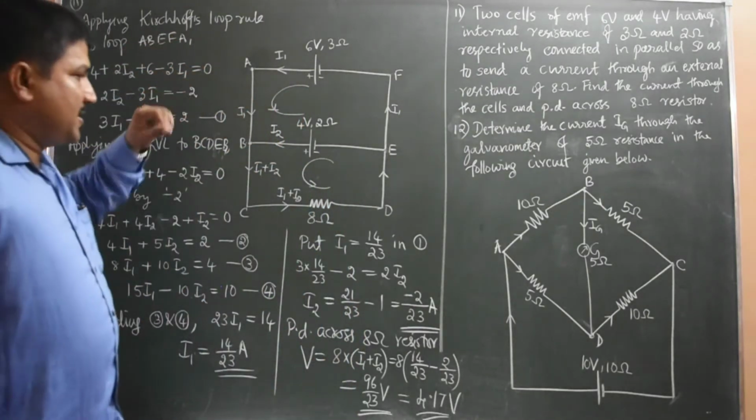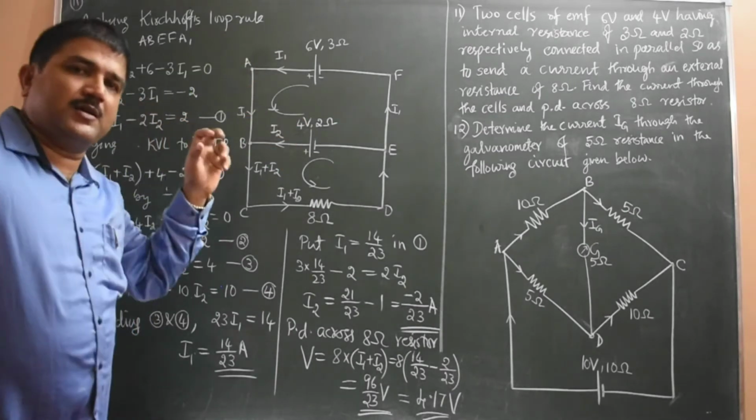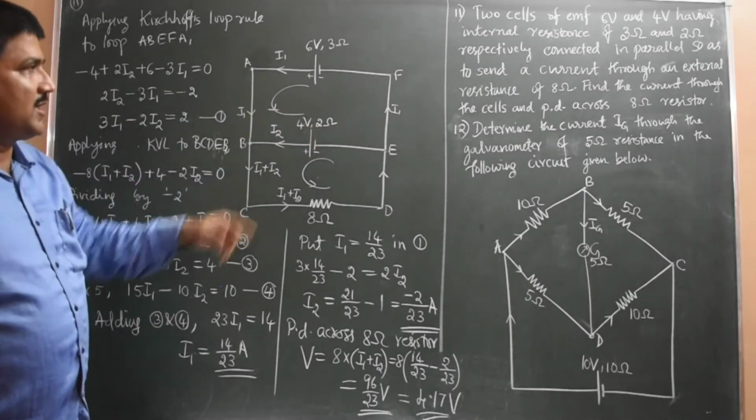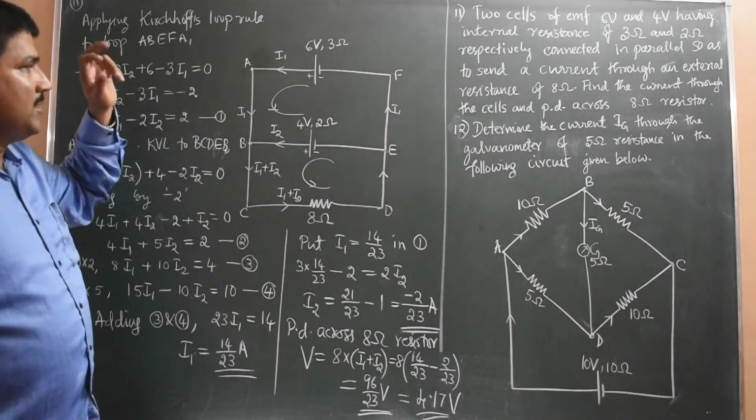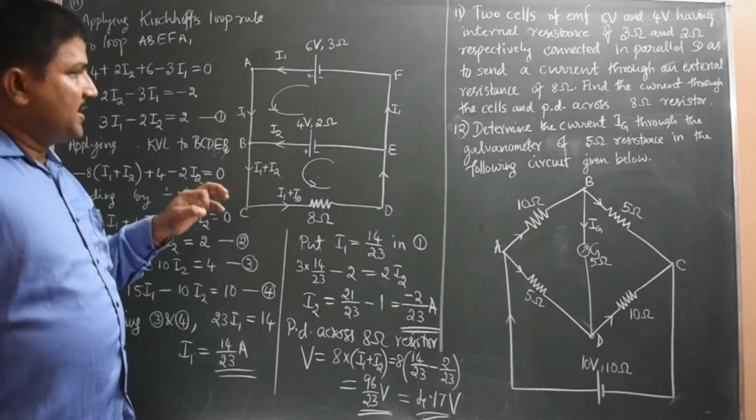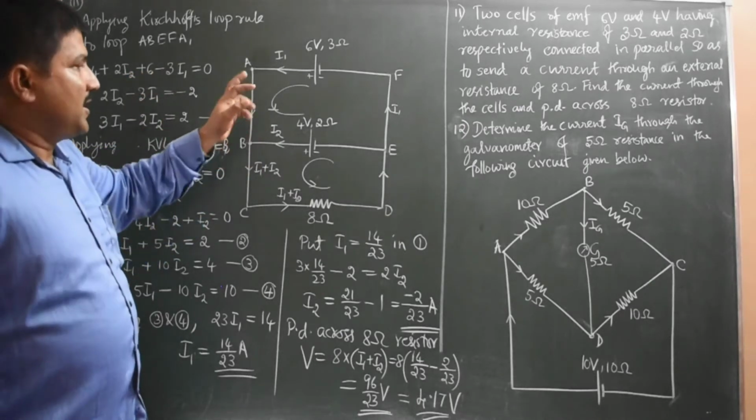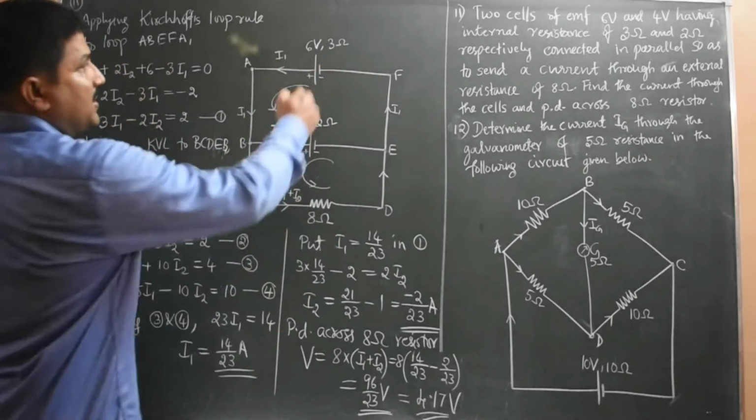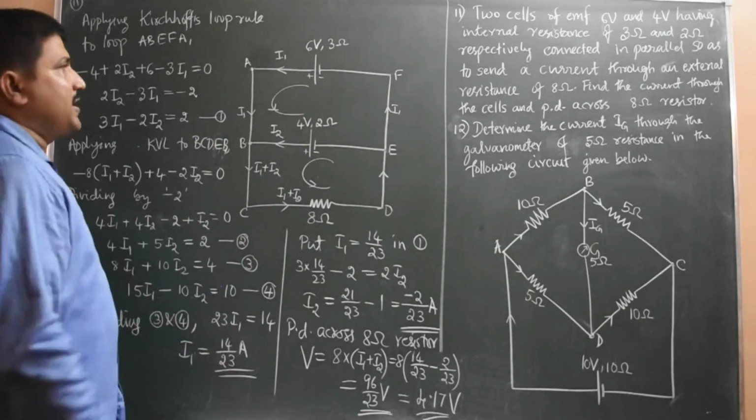So the logic here is to apply Kirchhoff's loop rule. Whenever you traverse in the direction of current, take the I into R product as negative. Whenever you go opposite to the direction of current, you have to take the I into R product as positive. If the positive terminal of the cell is approached first, then you have to take the EMF as negative. And if you approach the negative terminal of the cell first while traversing, then you take the EMF term as positive.